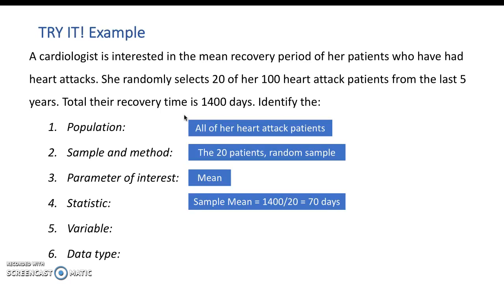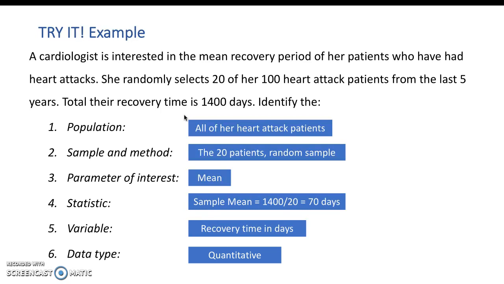Now the statistic, this is something we can actually calculate a value for. So in words, the statistic is sample mean, and we can calculate it. We can take that 1,400 days total recovery time, divide it by the sample size of 20, and that gives us 70 days. So the sample mean recovery time is 70 days. And we can use that to estimate the population mean recovery time for all of our heart attack patients. Okay, the variable is recovery time in days, and that data type is quantitative.